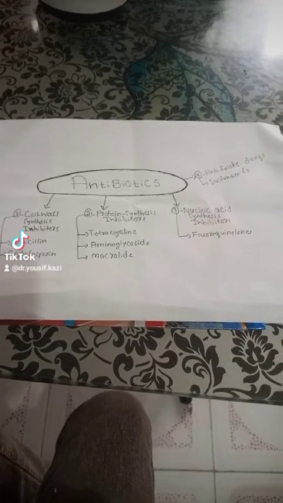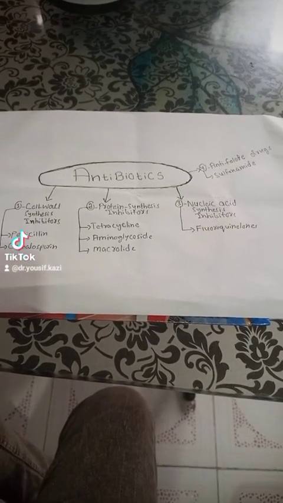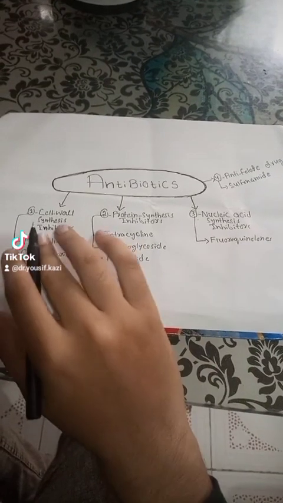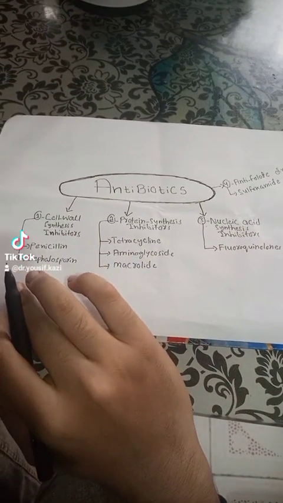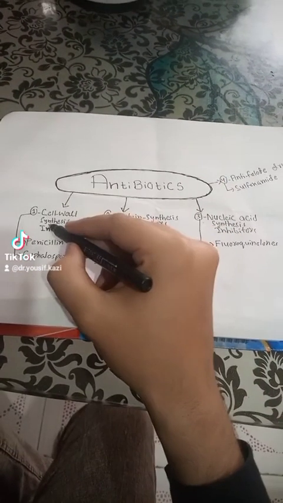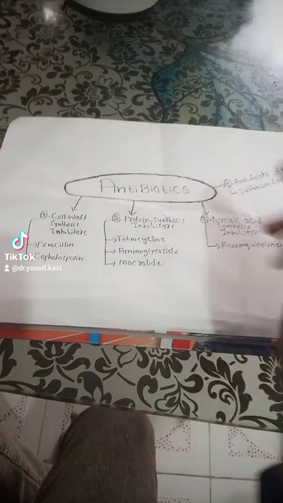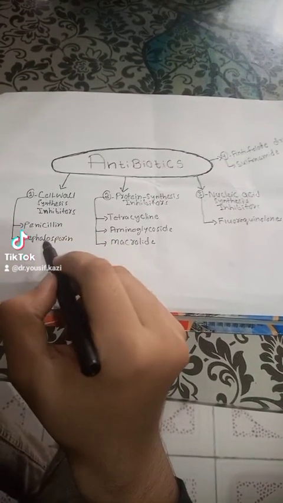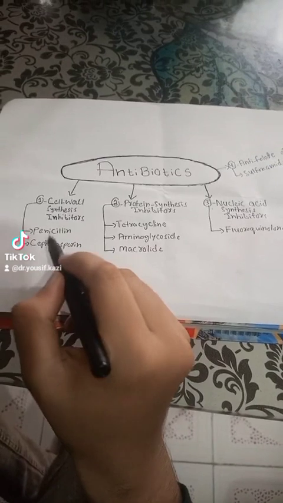When talking about the classification of antibiotics, I just wanted to elaborate on the things that are mostly related to it. This is a graph that shows the classification of antibiotics. Firstly, the most useful antibiotics are the cell wall synthesis inhibitor drugs, and in this category, the drugs penicillin and cephalosporin are included.